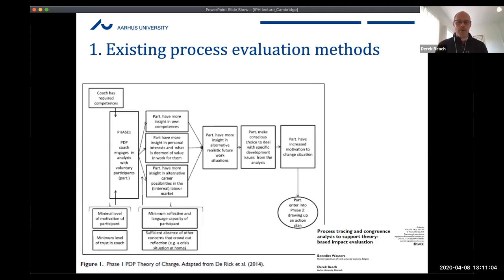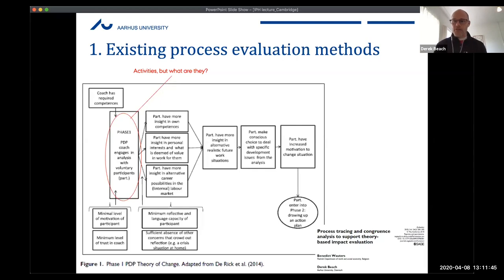So this is an example from an article I've written with an evaluator, where we were looking at a particular intervention and an existing theory, the way that people would typically think about this. The cause or the intervention is over here. In phase one, this coach engages in an analysis with voluntary participants. And then it's supposed to lead, on the right-hand side, to a participant having increased motivation to change a situation. And the question is, well, what are they doing? How do they engage that?